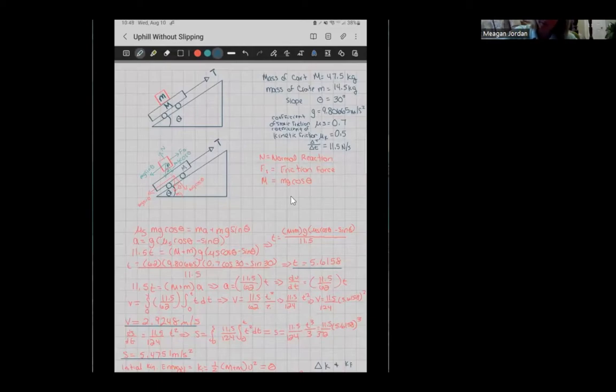So let's do the same thing. Let's integrate again for our position. So we end up with 11.5 over 124 times t cubed over 3. Multiply that together to make it a little neater. So we get 11.5 over 372 times, again, our T is 5.6158, and that's cubed. So our distance is 5.475 meters.